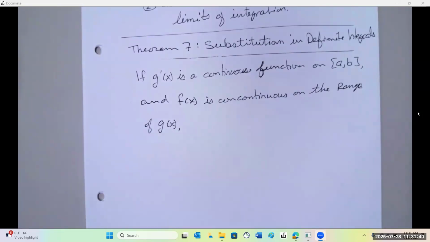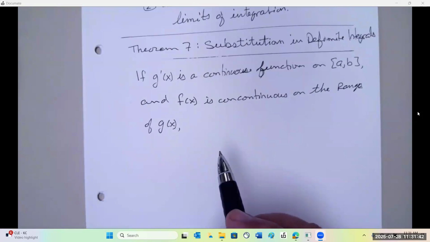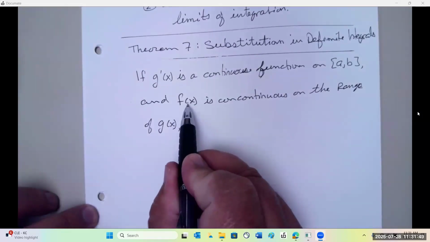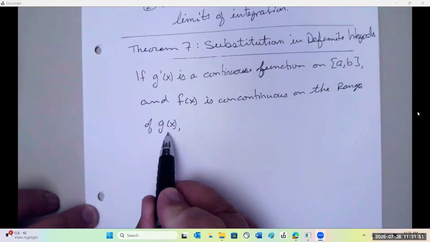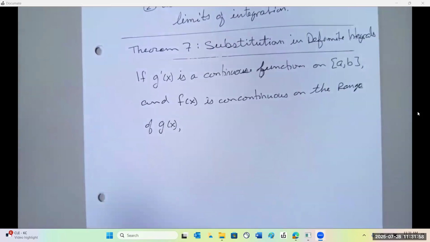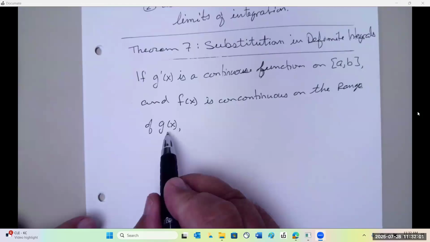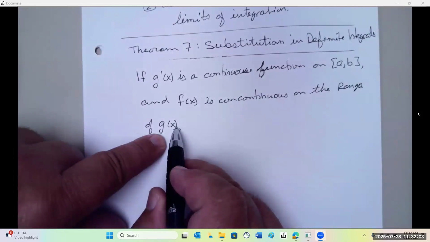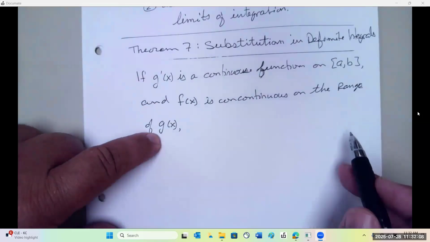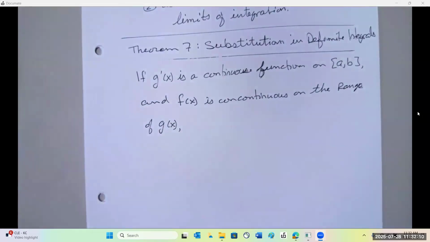What this means is we have a composite function, a compound function. We have a function within a function. The values of f depend on the outcomes of g. And since g prime is continuous, g has to be continuous over some certain domain, AB. Now, if that's true, then f of x has to take those outcomes and start from there. So it's the function within a function thing we did in algebra.